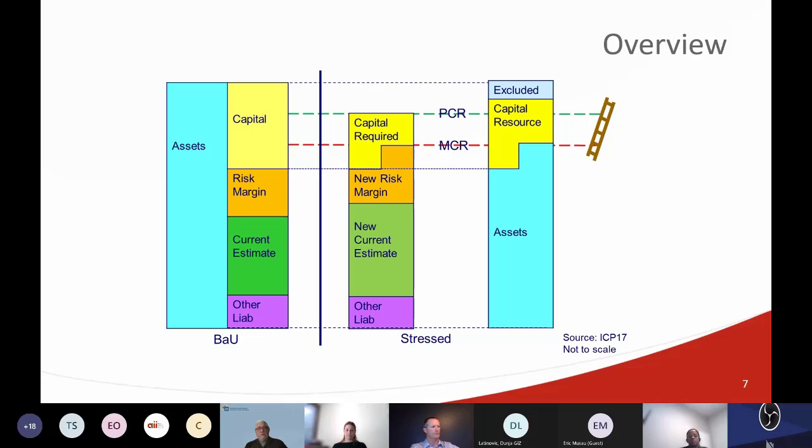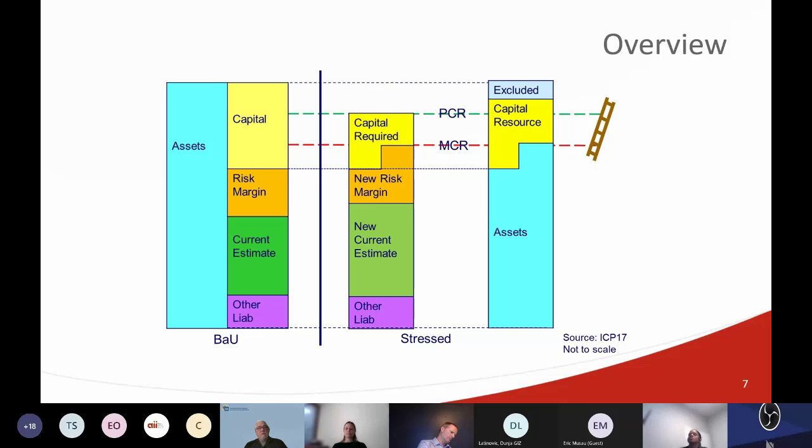Not to promise they'll do certain things at certain times, but then at least insurers know what might happen if they start getting into trouble. At the bottom of the supervisory ladder, you have the lower of these two control levels. It's called the minimum capital requirement, the MCR.